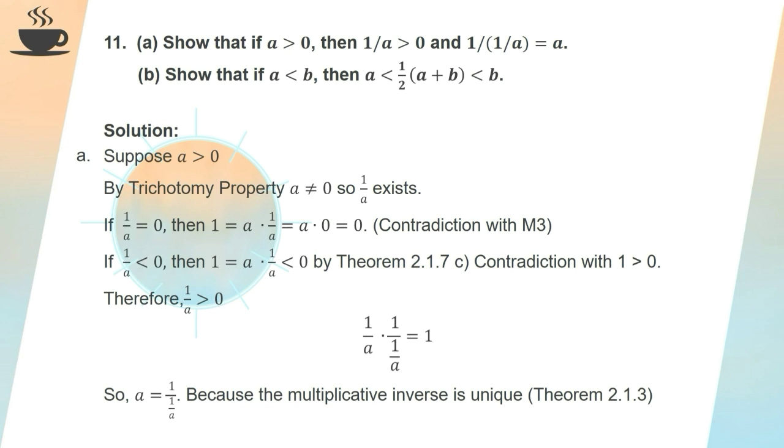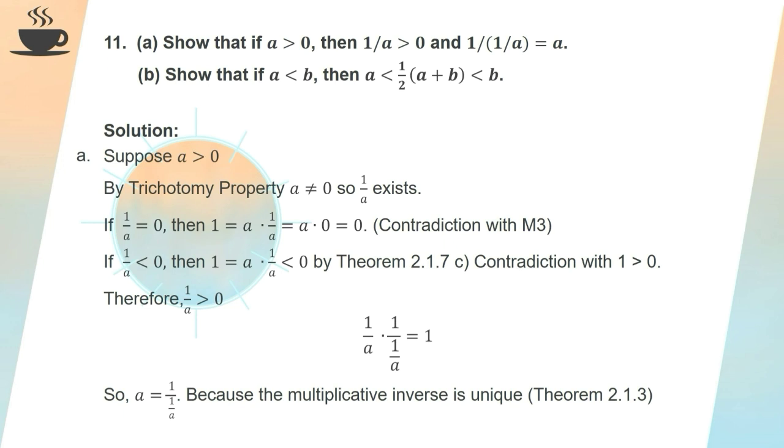In this number, there are two problems. First, show that if a greater than 0, then 1 over a greater than 0, and 1 over a equals a. And the second is, show that if a less than b, then a less than 1 over 2 times a plus b less than b. First, we will solve the first problem.